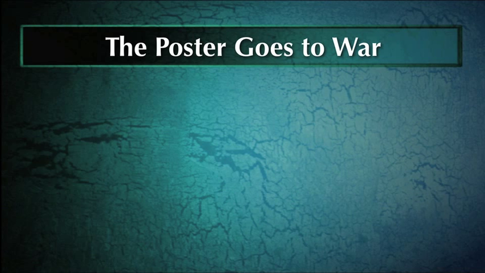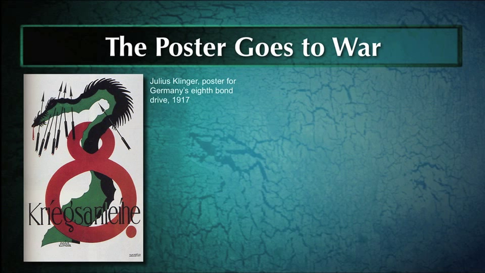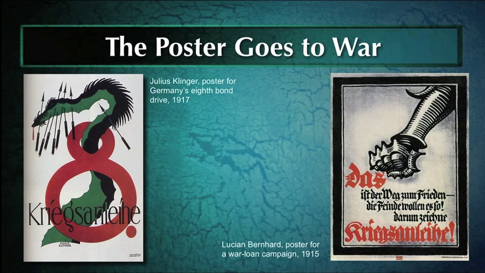In this Central Powers poster for Germany's 8th Bond Drive, eight arrows piercing a dragon remind citizens that their gifts have helped wound the enemy. And in this poster by Lucian Bernhard for a war loan campaign, a sharp militaristic feeling is amplified by the Gothic inscription, "This is the way to peace. Thus subscribe to the war loan."